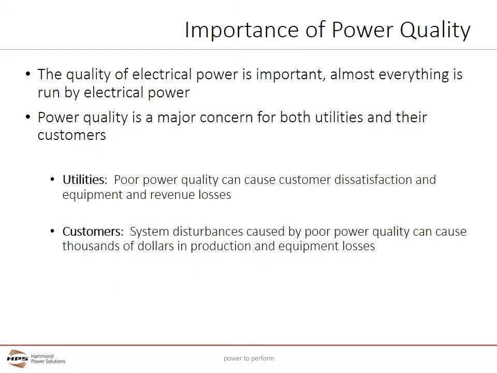The quality of electrical power is important. Almost everything is run by electrical power. Power quality is a major concern for both utilities and their customers. Utilities are concerned because poor power quality can cause customer dissatisfaction and equipment and revenue losses. Customers are concerned because system disturbances caused by poor power quality can cause thousands and millions of dollars in production and equipment losses.